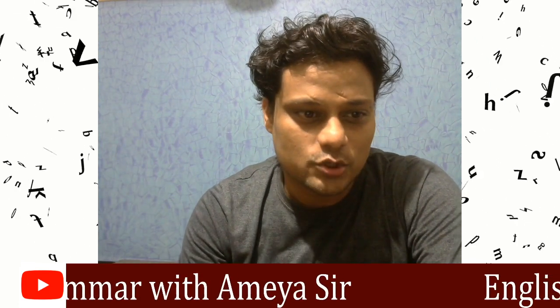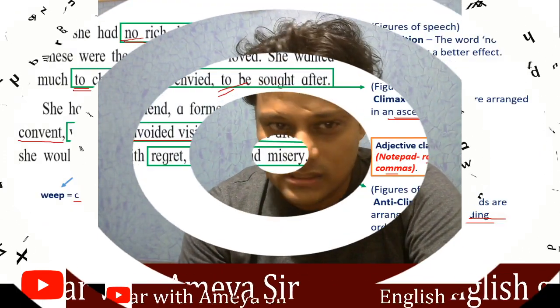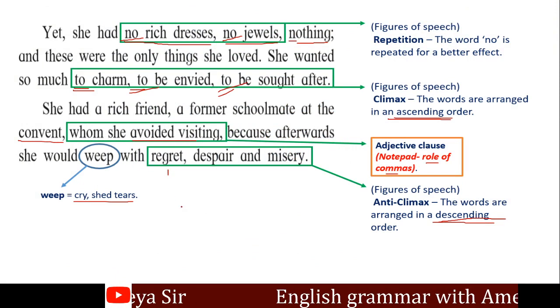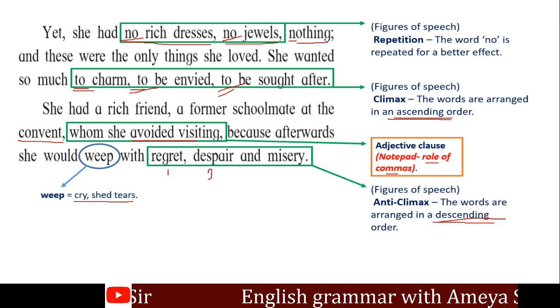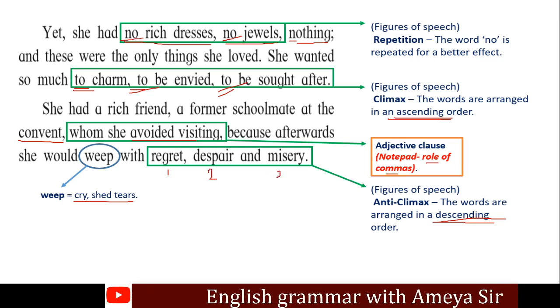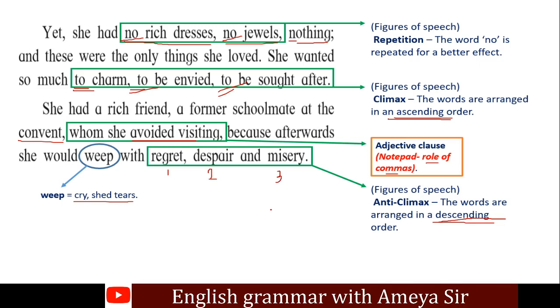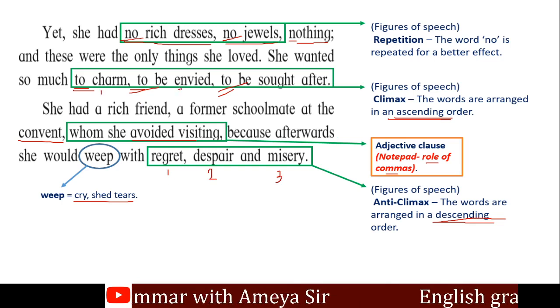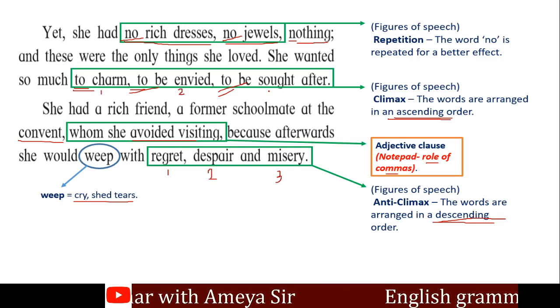Okay. So the example was on this slide here. She would weep with what three things? She would weep with regret, she would weep with despair, and she would weep with misery. One after the other it's coming down. And what did she want in life? She wanted to be charmed. She wanted to be envied by others for how rich she was. She wanted to be sought after.